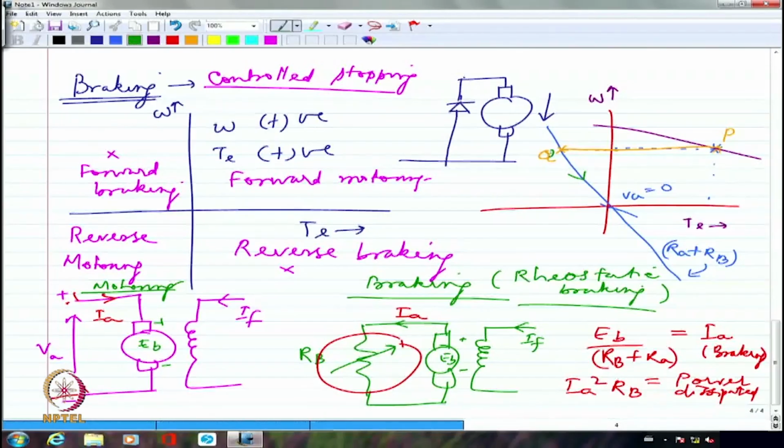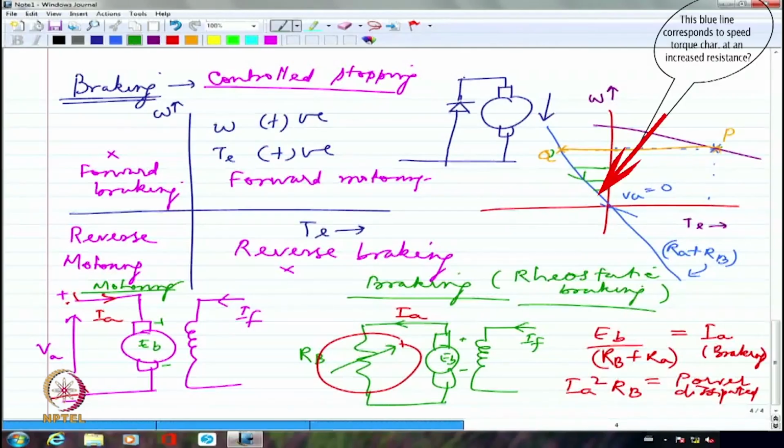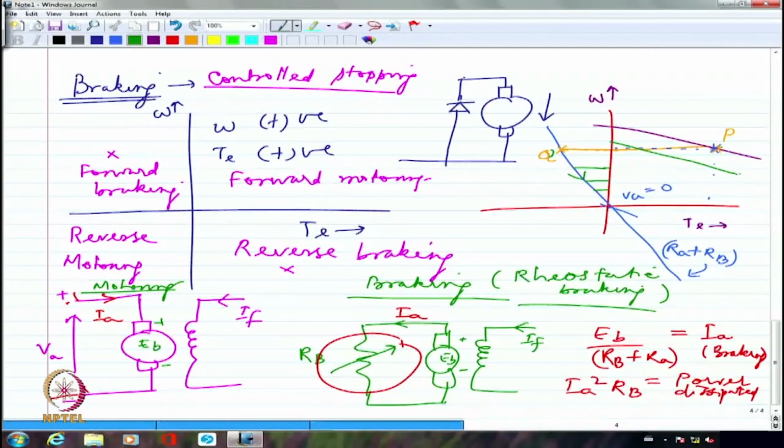As I see I come down in my speed, the torque is decreasing, the negative torque is decreasing. If I want a good amount of torque, I might have to adjust the resistance value. Yes. This line is basically similar to my speed torque characteristics. This would have been at VA less than the original value. This would have been another one. This would have been another one. This will be the last one which will correspond to VA equal to 0. Currently I am looking at VA equal to 0.